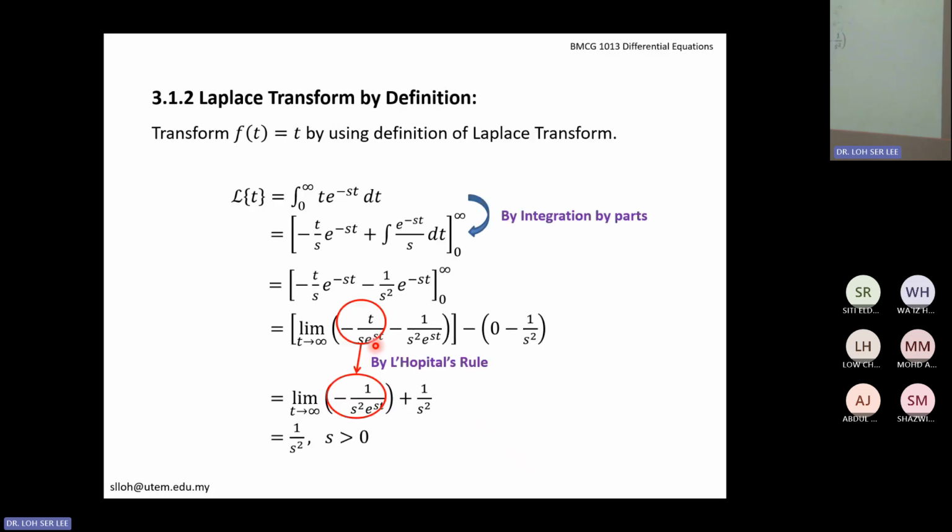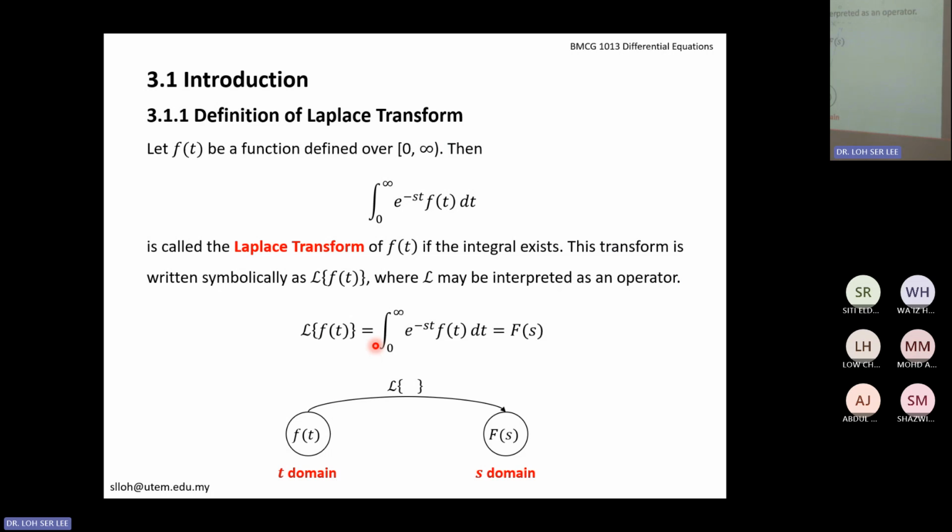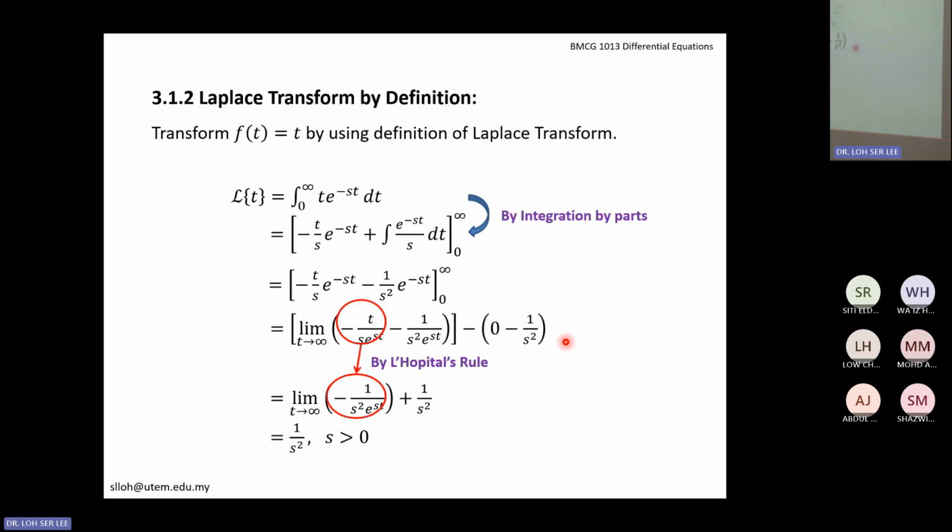Now we look at what the definition of this Laplace transform is. If we want to Laplace transform f(t), we have to multiply f(t) with the exponential function e to the power of negative st, then integrate from 0 up to infinity. Then we will get F(s). Can we look at one example?